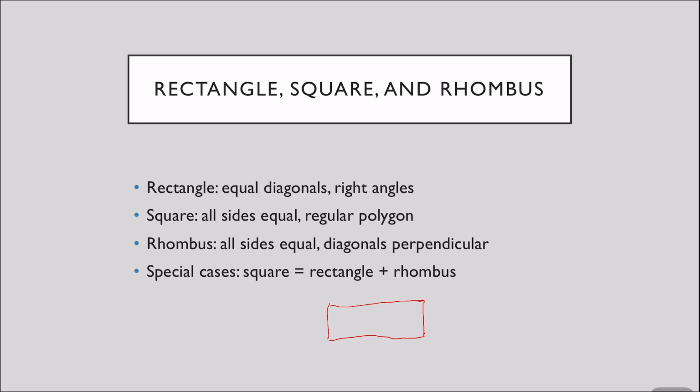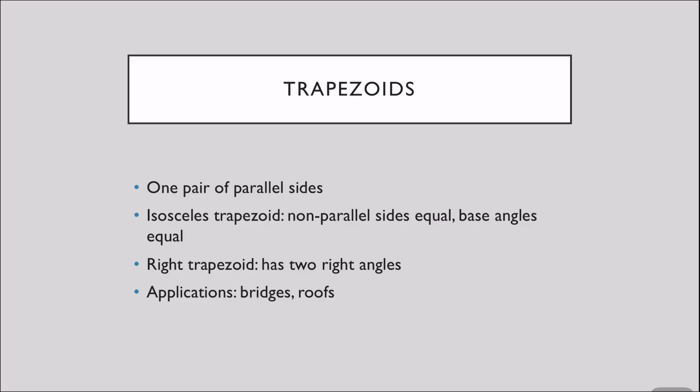Okay? Then we also have trapezoids. We mentioned trapezoids only have one pair of parallel sides. Then we have an isosceles trapezoid. So just like an isosceles triangle, those sides that are not parallel are usually congruent in terms of length.